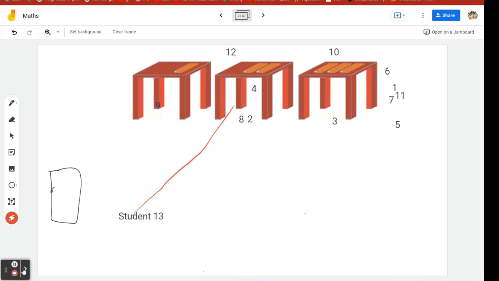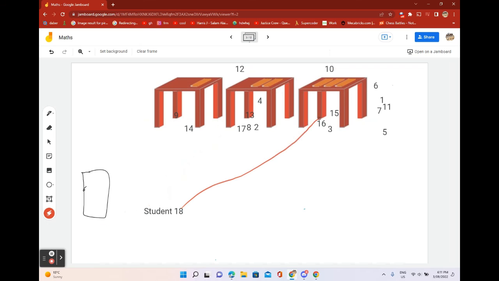Student 13 to table 2. Student 14 goes to table 1. Student 15 goes to table 3. Student 16 goes to table 3. Student 17 is going to go to table 2. Student 18 goes to table 3. Student 19 goes to table 3. Student 20 goes to table 2. Student 21 goes to table 3.